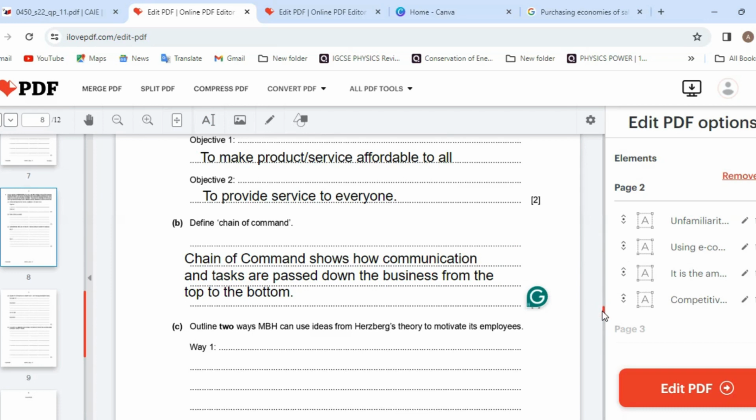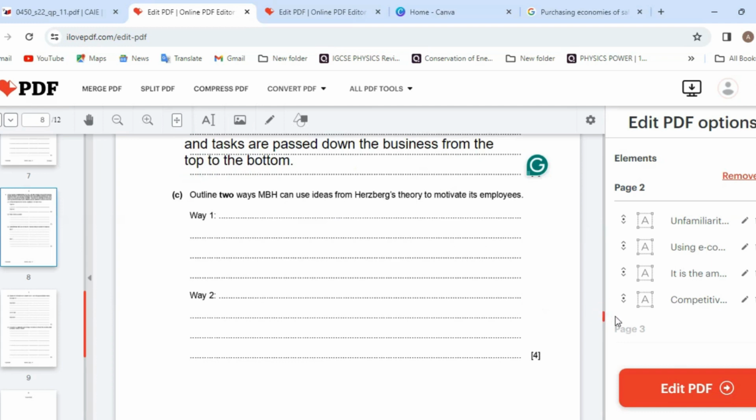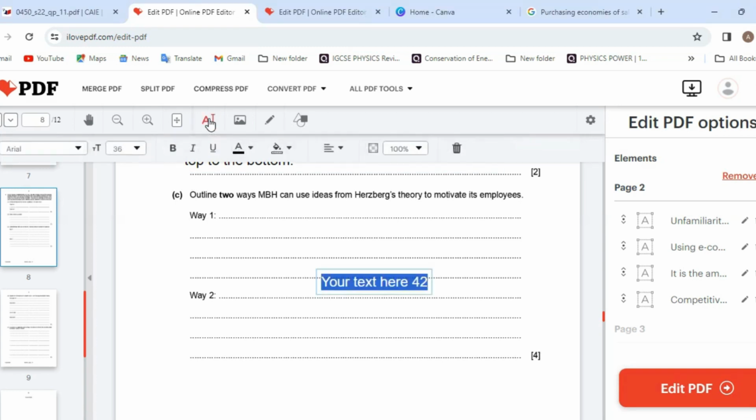Outline two ways MBH can use ideas from Herzberg's theories to motivate its employees. Using Herzberg's theory to motivate employees, of course, it could include giving employees more responsibility. Now let us try and add it in text. We are told to just outline two.